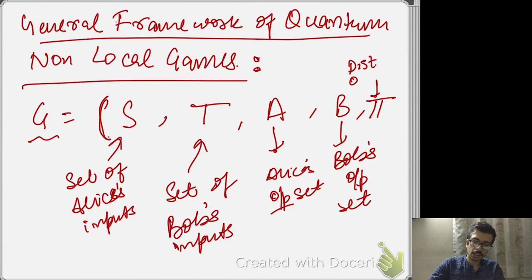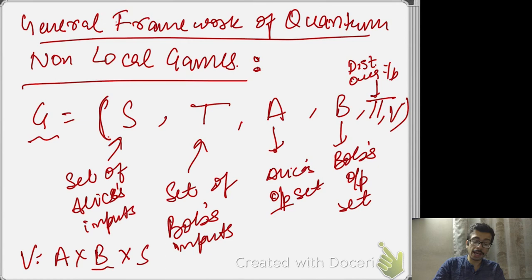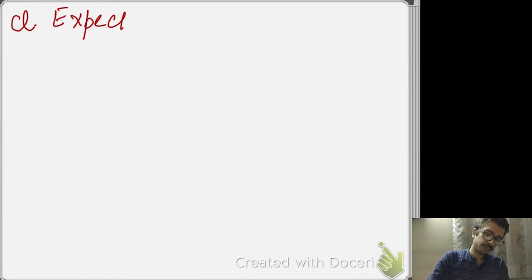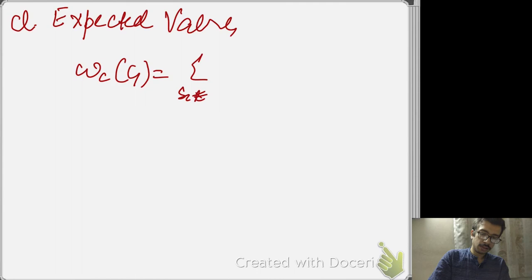What is the valuation function? It is a function from Alice's inputs cross Bob's inputs cross Alice's outputs cross Bob's outputs to R, so a real-valued function. Here the classical expected value, omega CG, is going to be the sum over S and T of pi(S,T) times V of A as a function of S, B as a function of T, S and T.